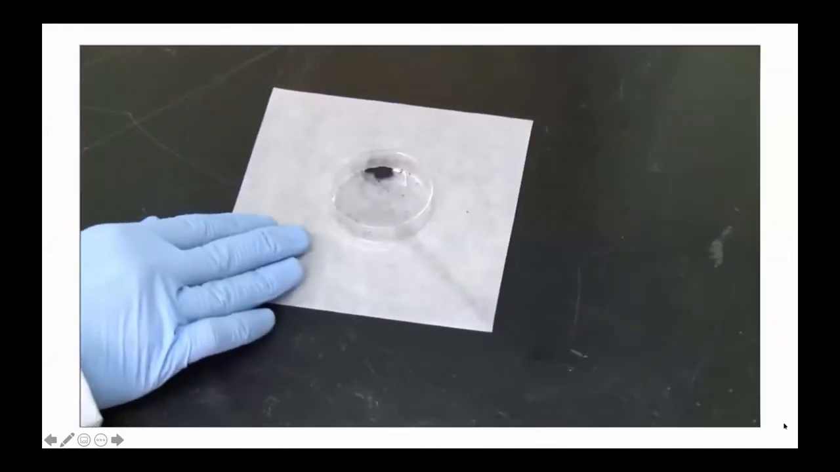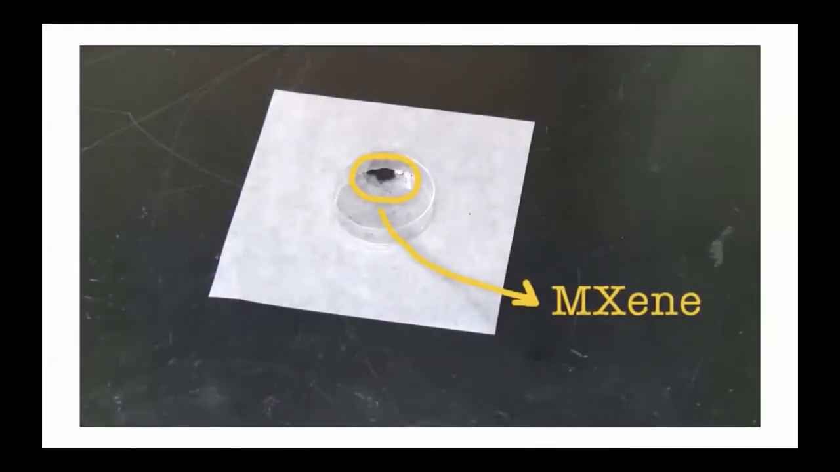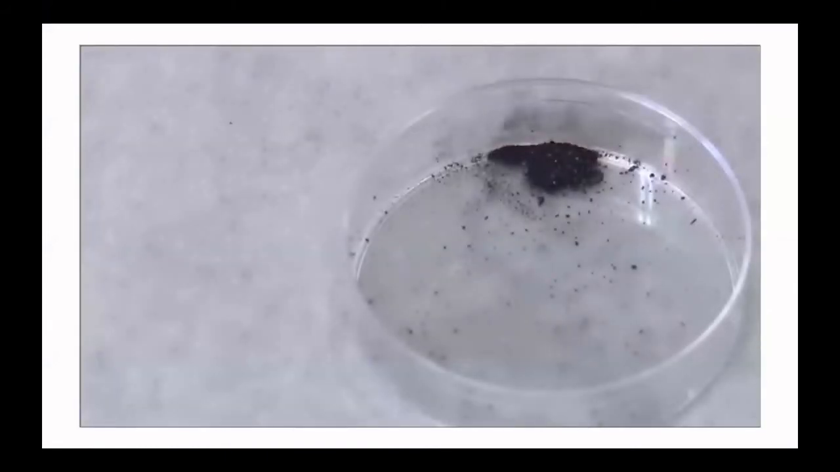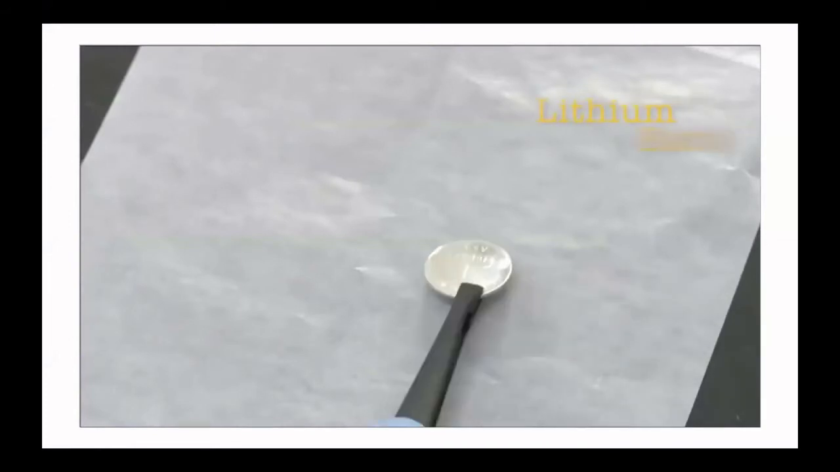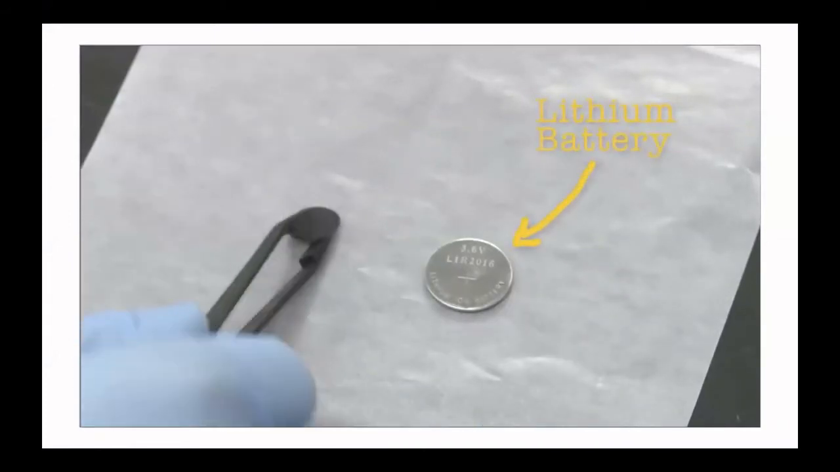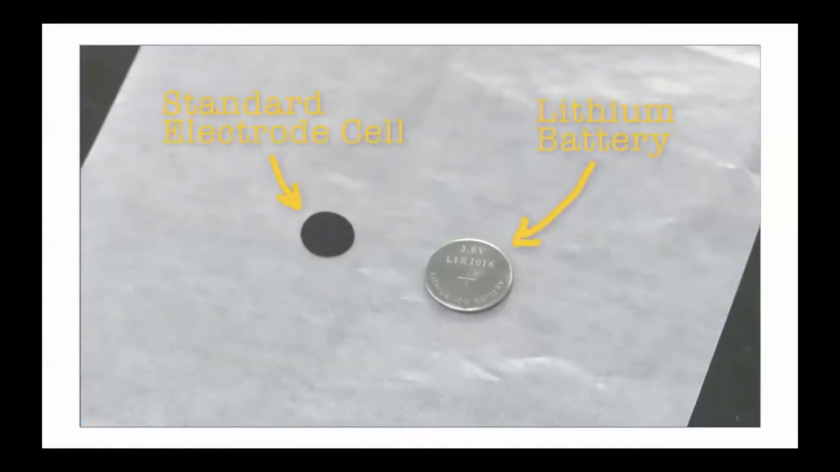So you're looking at a compound that we've created here at Drexel called MXene. We discovered it in 2011, but have recently learned how to make it behave like conductive clay. This stuff has the potential to replace the electrode material found in supercapacitors and even batteries.